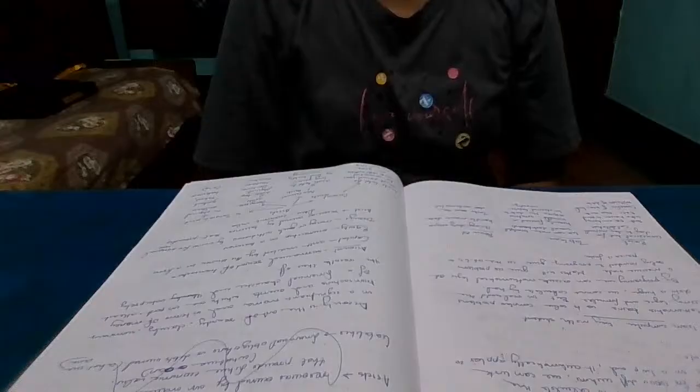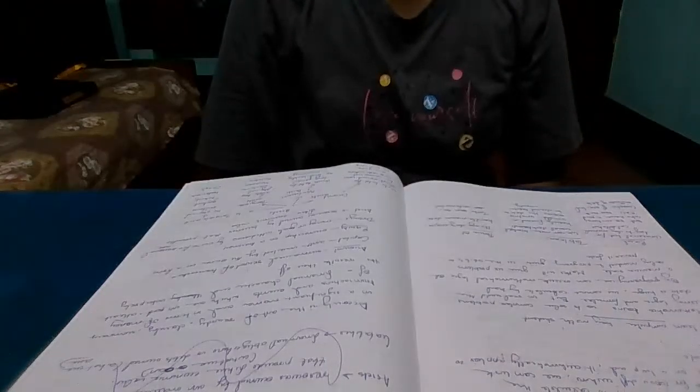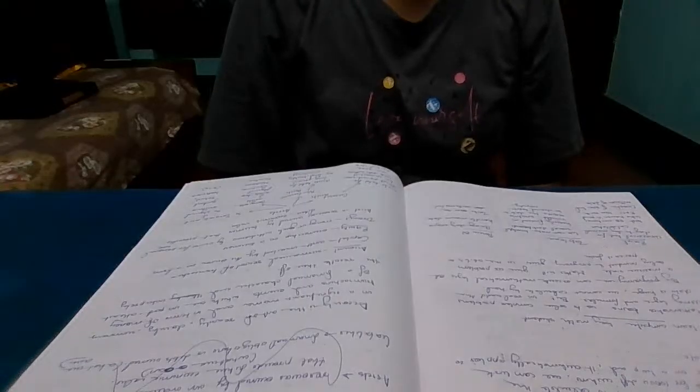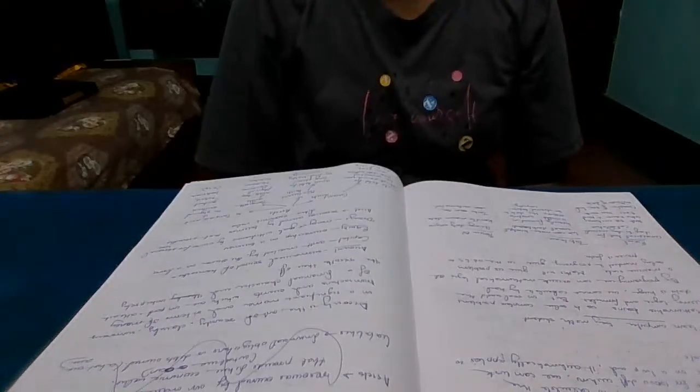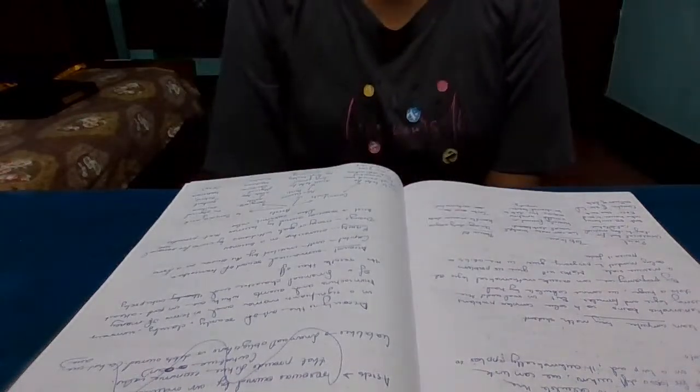Accounting is the art of recording, classifying, and summarizing in a significant manner and in terms of money, transactions and events which are in part at least of a financial character and interpreting the results thereof.